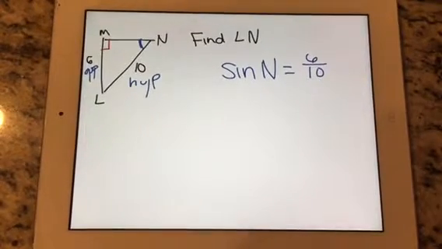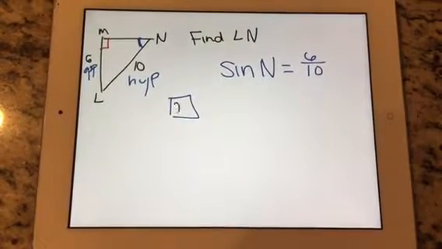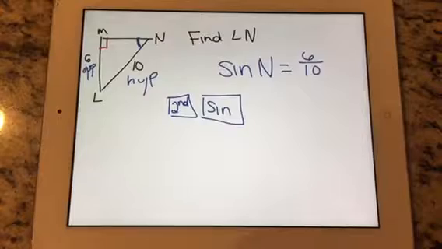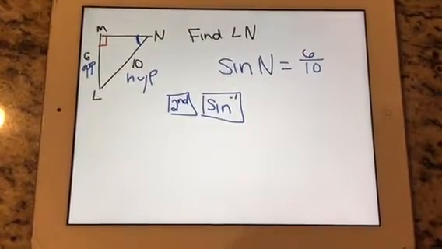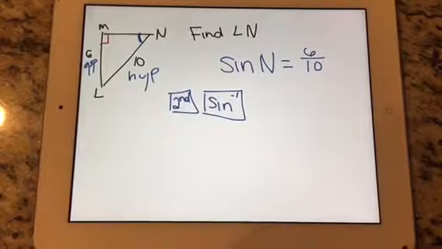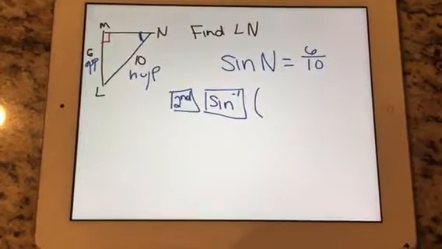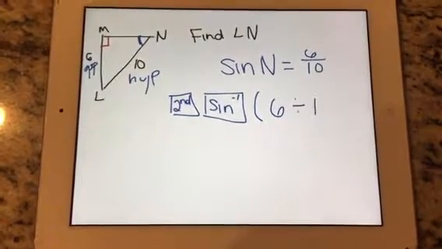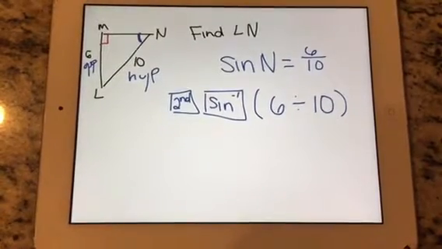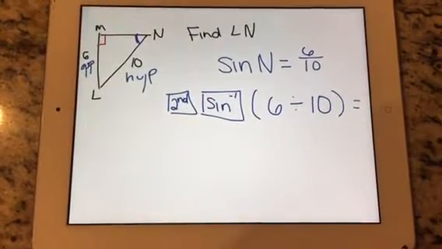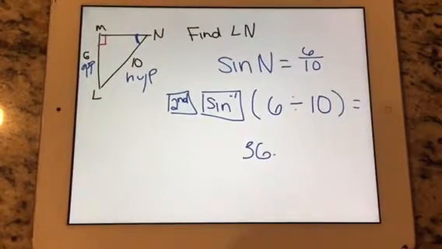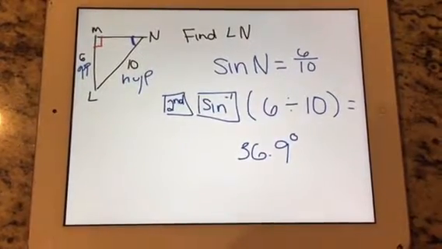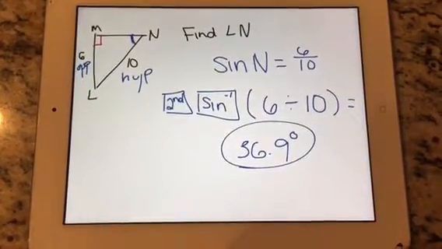On your calculator, here's what you're going to do. You hit the second button, then your sine function, so it's really using that sine with the little -1 over it. Then a little parenthesis should pop up on your screen. You type 6 divided by 10 and close the parenthesis, then hit enter. When you do that, you should come up with 36.9, and that's degrees. If it's not, check your mode. And that's all you do for this.